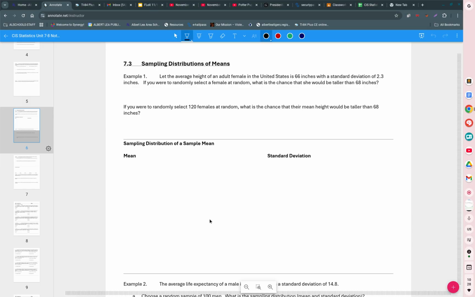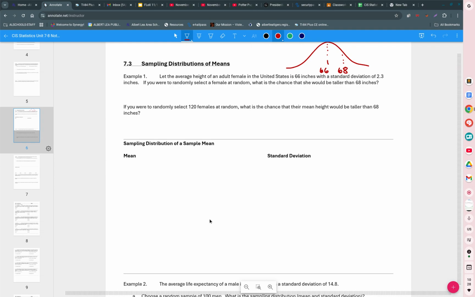Okay, here we go. Suppose that the average height of an adult female in the United States is 66 inches with a standard deviation of 2.3 inches. If you were to select an adult female at random, what is the chance that she would be taller than 68 inches? So we've done this exact kind of problem before, where we've said that this is exactly 66, and we're wondering the chance that she is taller than 68. Somebody remember how I'm going to set this up here?